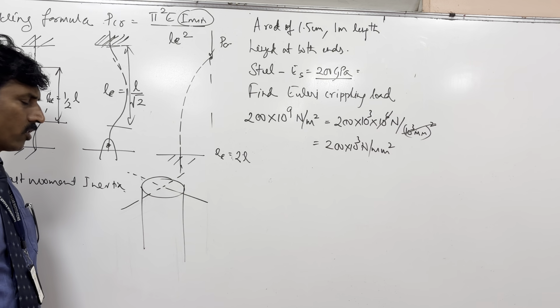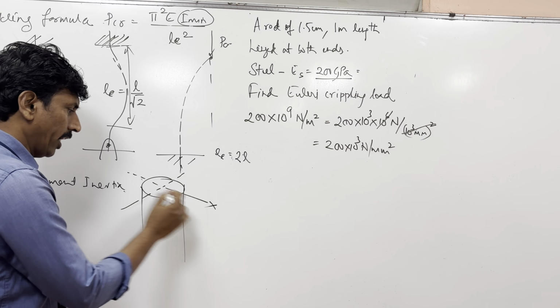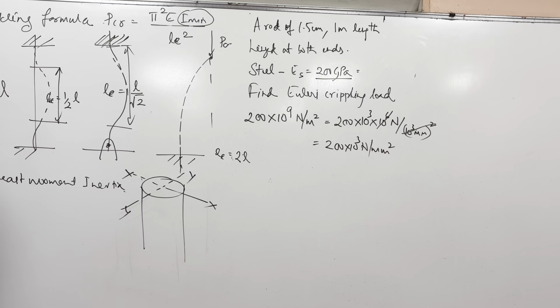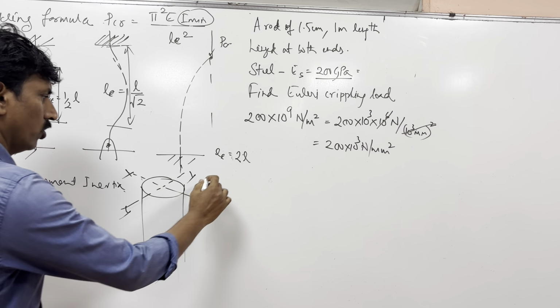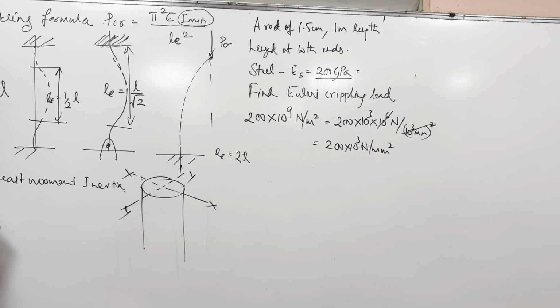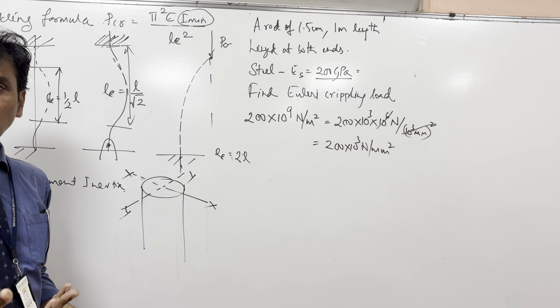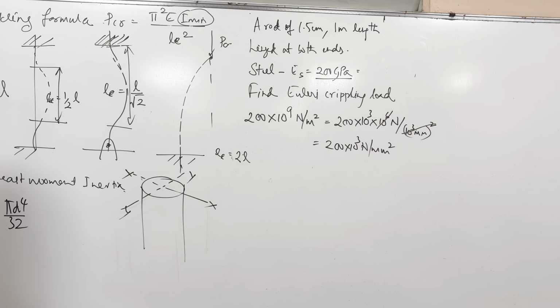In the case of circular rods, whether it is IXX or IYY, it makes no difference. What is the formula for I for circular sections? It is the same whether it is IXX or IYY, because it has the same resistance to bending in both directions. So I minimum is the same.